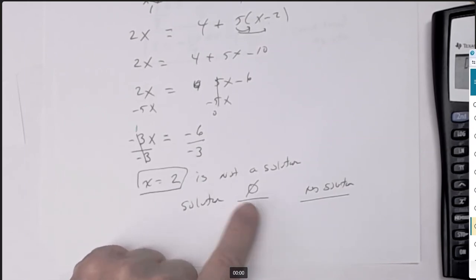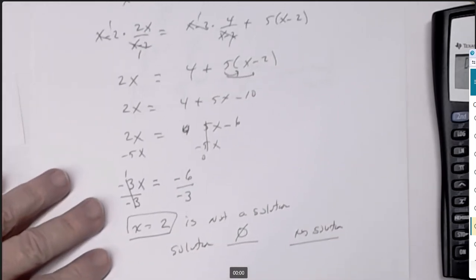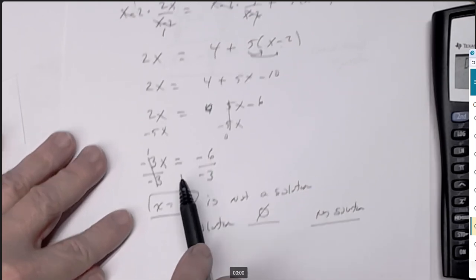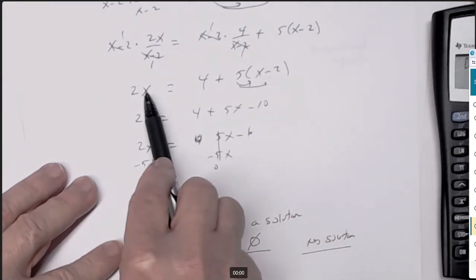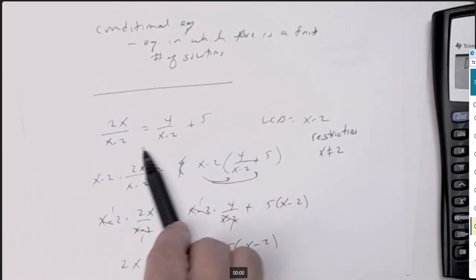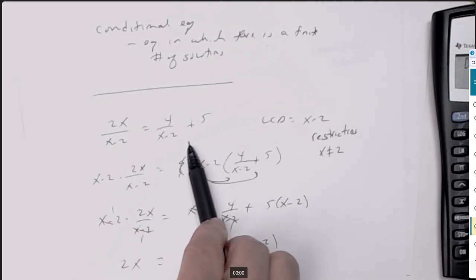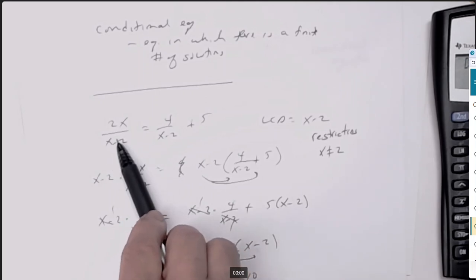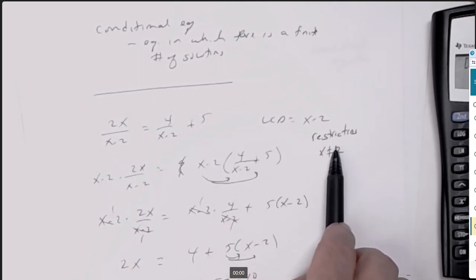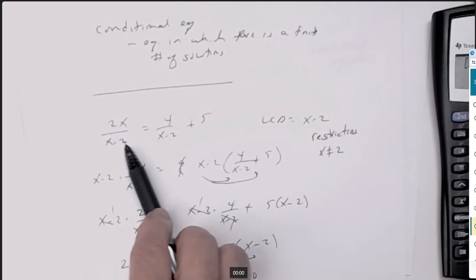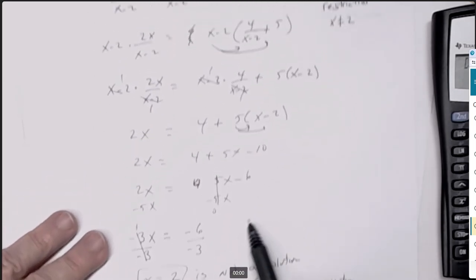X equals 2 is a solution to this linear equation. But my original problem was not linear. My original problem was what kind of equation? A rational equation. So then, since it was a rational equation that had variables in the denominator, you had to find the restriction. So the restriction in this case was 2, because 2 minus 2 is 0. It's whatever makes my denominator 0. So x equals 2 is not a solution to the original equation. It's a solution to the linear equation you see here, but not the rational.